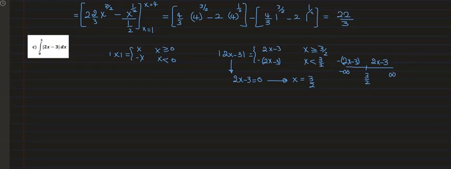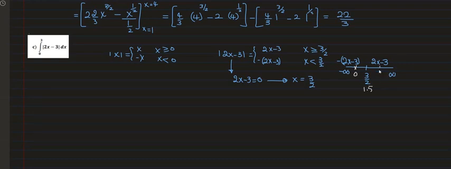Now let's get back to the integral. The integration here is from 0 to 3. The 0 is to the left of the 3 over 2. And the 3, we know that the 3 over 2 is 1.5.